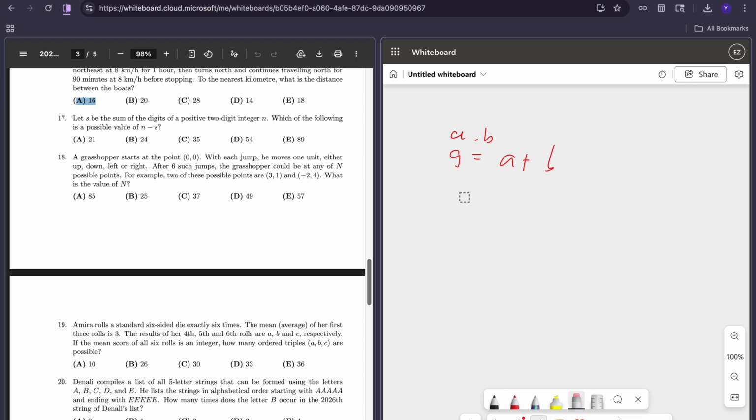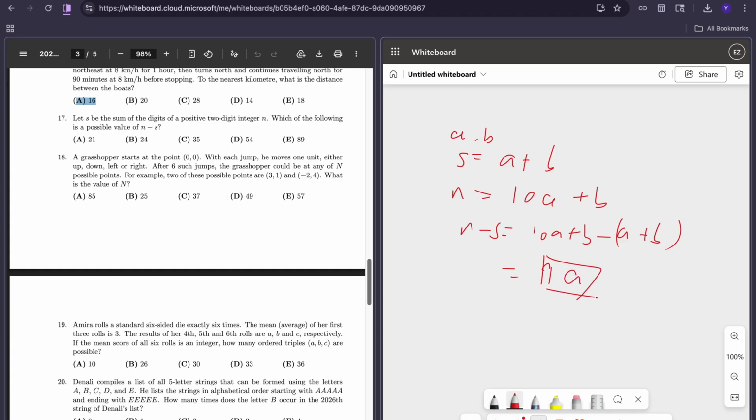It's s, and n is equal to 10a plus b. So n minus s equals 10a plus b minus (a plus b). So we get 9a as our result, which means n minus s is always a multiple of 9.